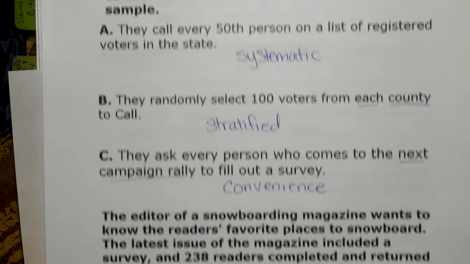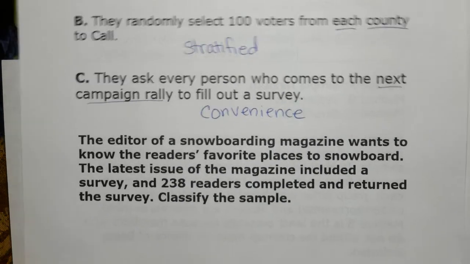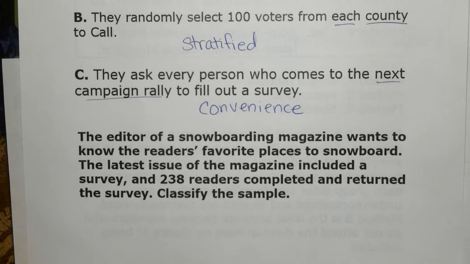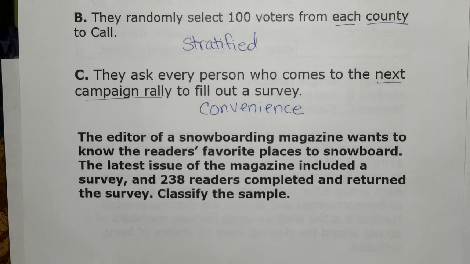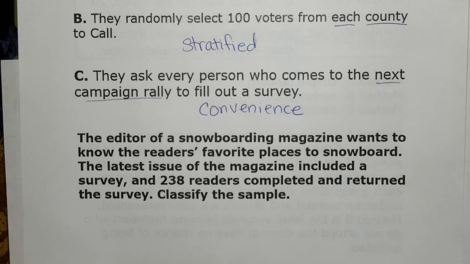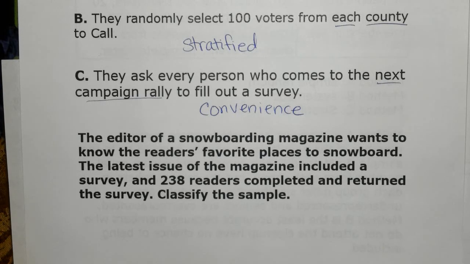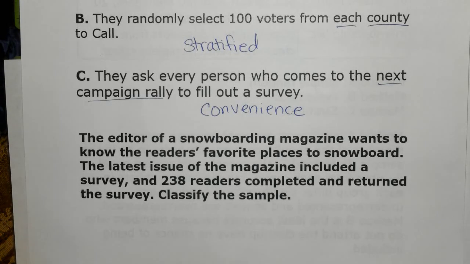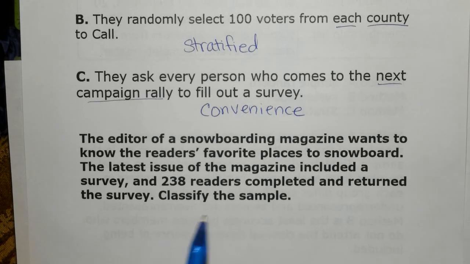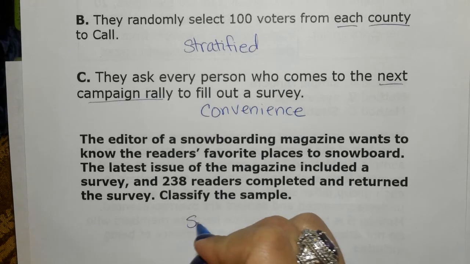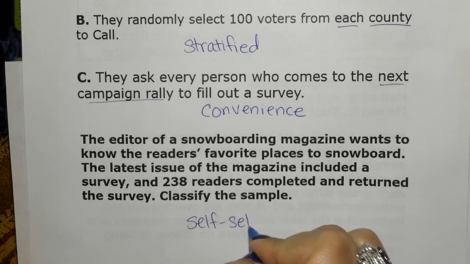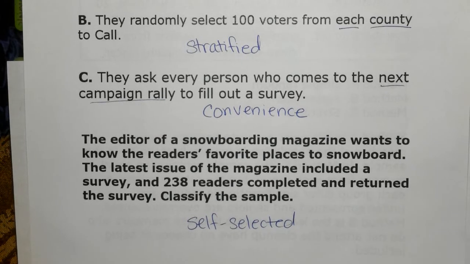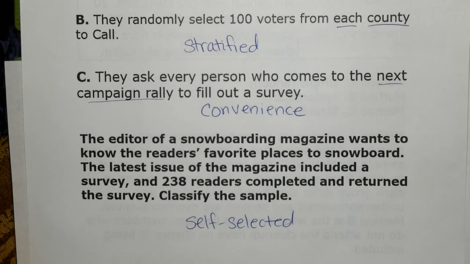Okay. Next one. The editor of a snowboarding magazine wants to know the reader's favorite places to snowboard. The latest issue of the magazine included a survey, and 238 readers completed and returned the survey. Okay. So this is just like a magazine you get in the mail. Okay, and there's a survey inside. 238 readers completed and returned it. Okay, so this is self-selected because not everyone filled it out and returned it. Sometimes when you see a survey in a magazine, you just keep flipping the page.